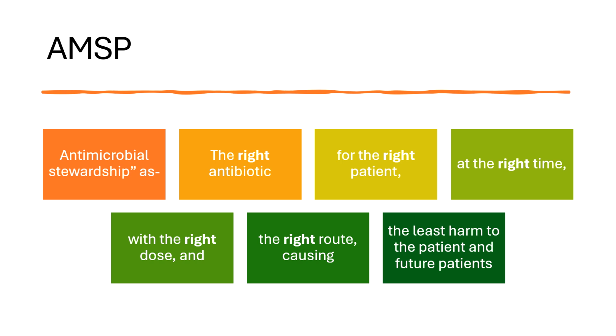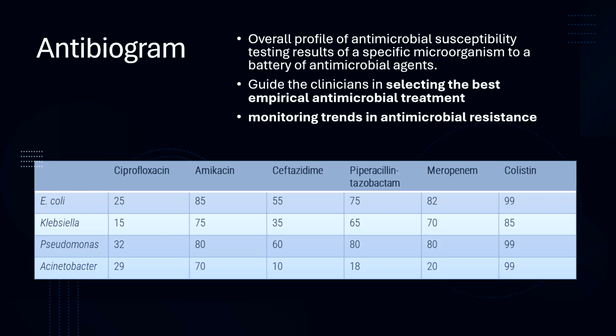Now, in brief, what is AMSP? AMSP is the Antimicrobial Stewardship Program. The definition is: the right antibiotic for the right patient at the right time with the right dose and the right route, causing the least harm to the patient. Just remember the definition of AMSP and antibiogram.